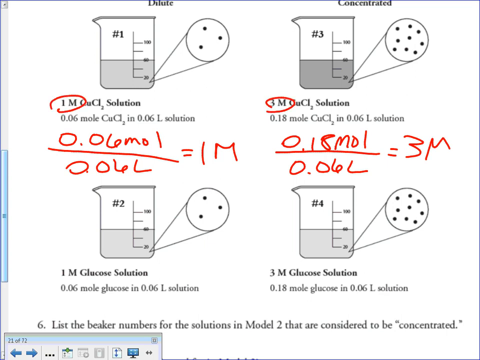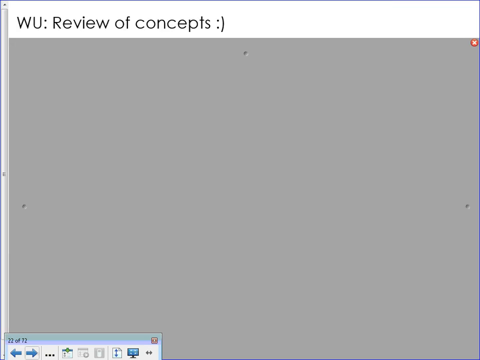But you'll notice that this one is, which would you say is diluted? The first one. This is the concentrated one. It's 3 molar. This is the diluted one because it's 1 molar. But the terms diluted and concentrated don't give us exact values. They give us relative values. So we're just going to be talking in those terms today.